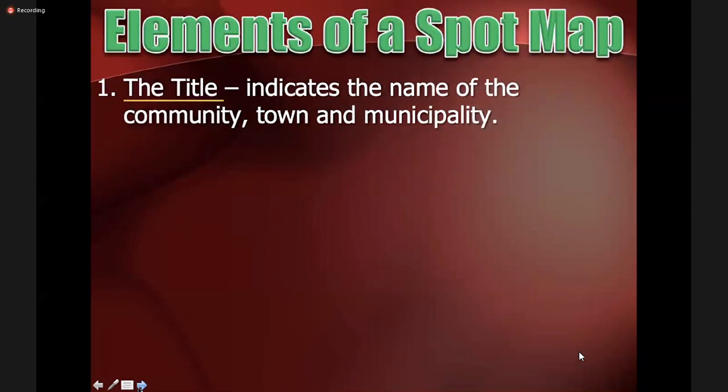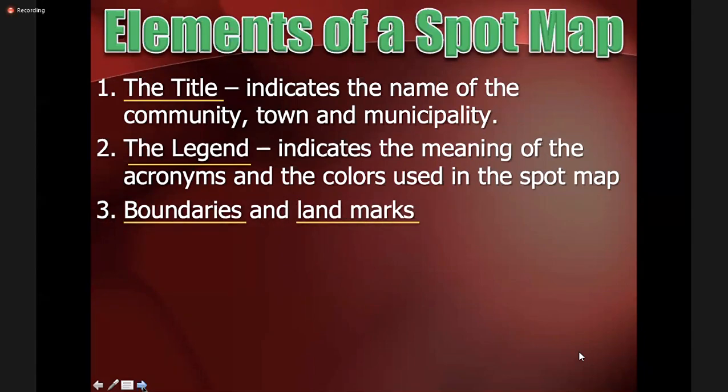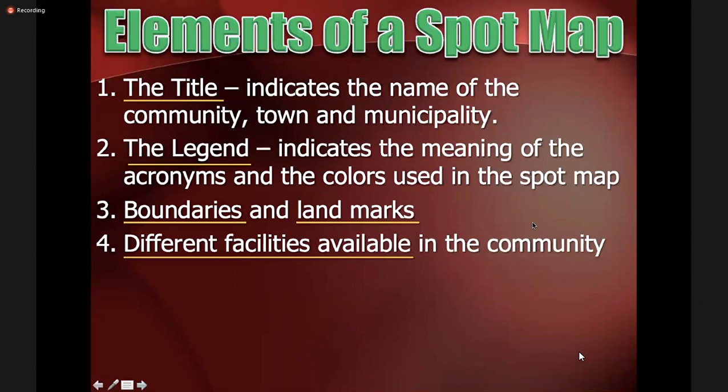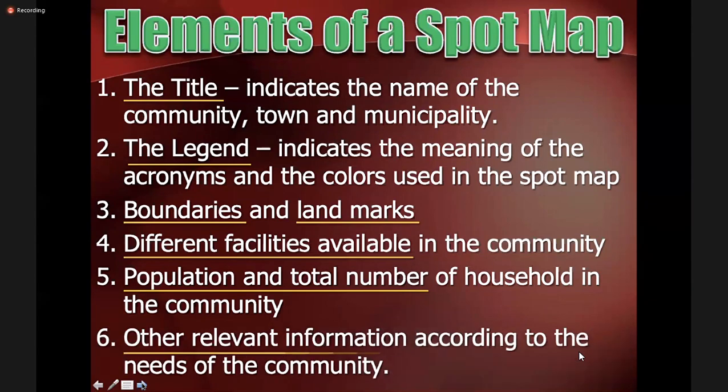So, of course, the spot map has to have the title, the name of the community, town and municipality or city. There must be a legend, which indicates the meaning of the acronyms and colors used in the spot map. And then boundaries and landmarks, and different facilities available in the community. So kung nasan yung pinakamalapit na tubig, eskwelahan, population dapat nandun, and total number of households in the community. Ilang number of household. And other relevant information according to the needs of the community.